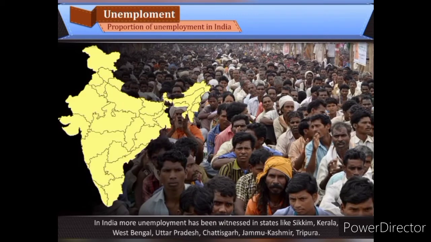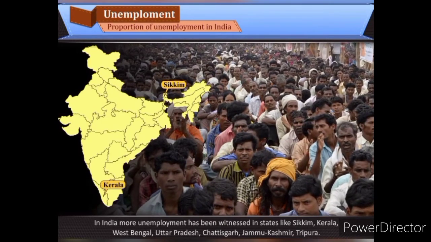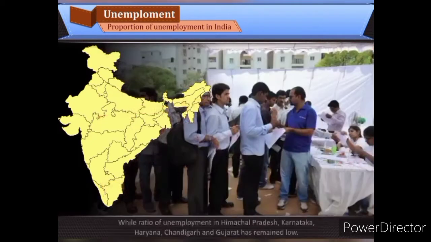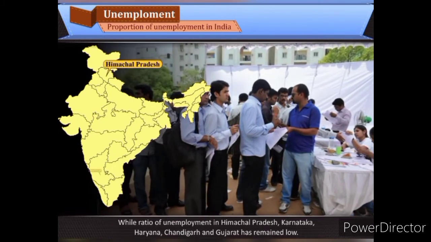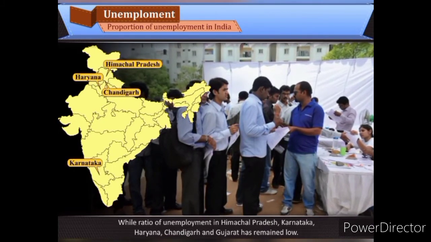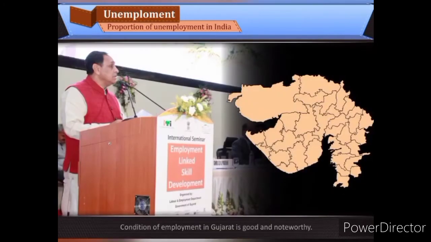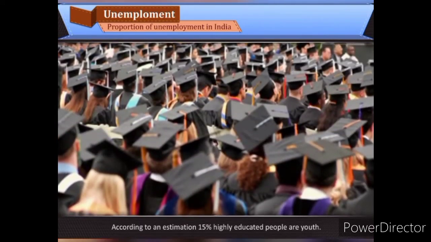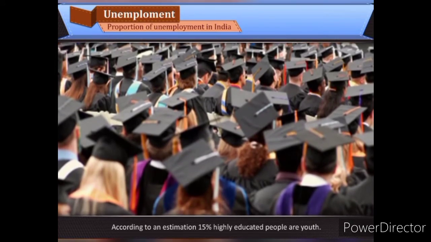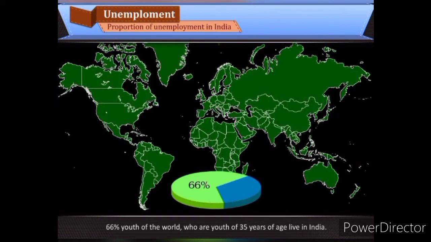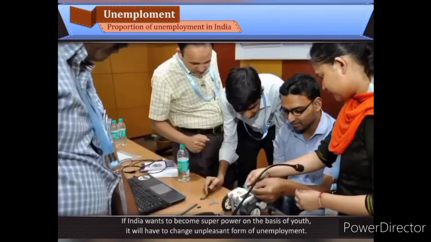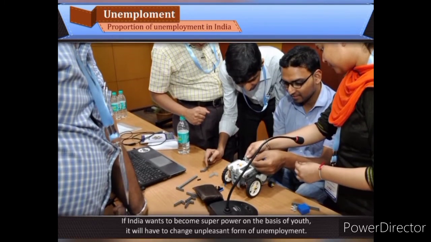In India, more unemployment has been witnessed in states like Sikkim, Kerala, West Bengal, Uttar Pradesh, Chhattisgarh, Jammu Kashmir, Tripura, while the ratio of unemployment in Himachal Pradesh, Karnataka, Haryana, Chandigarh, and Gujarat has remained low. The condition of employment in Gujarat is good and noteworthy. According to an estimation, 15% of highly educated people are youth. 66% of the youth of the world who are youth of 35 years of age live in India. If India wants to become a superpower on the basis of youth, it will have to change the unpleasant form of unemployment.